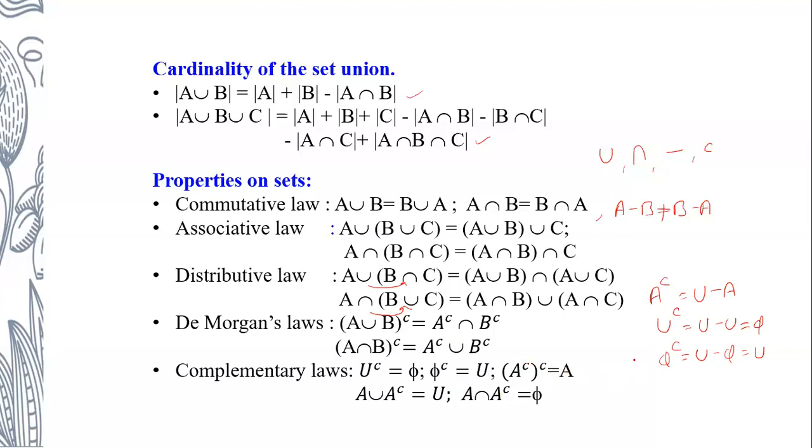Similarly, A union A complement. Inside of A is A, and A complement is outside of A. When you join these two together, it is going to be the total universal set. And similarly, inside of A and outside of A, what is the common area? This is inside, this is completely outside, so we don't find any common area because they are disjoint. So A intersection A complement equals the empty set, which means we can also say A and A complement are disjoint sets.